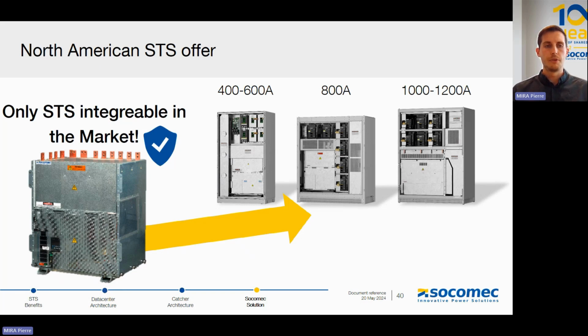So Socomec is providing static transfer switch power modules in North America, and we have a full range from 400 amp to 1200 amp, integrating them in systems in order for the data center to have a very efficient and very resilient architecture using the Socomec static transfer switch.